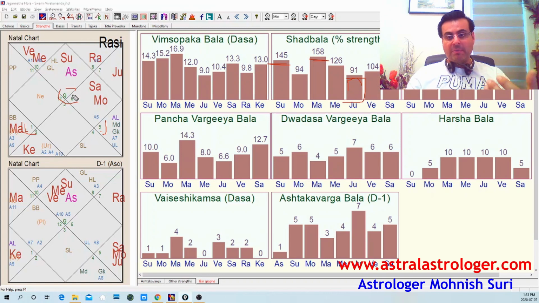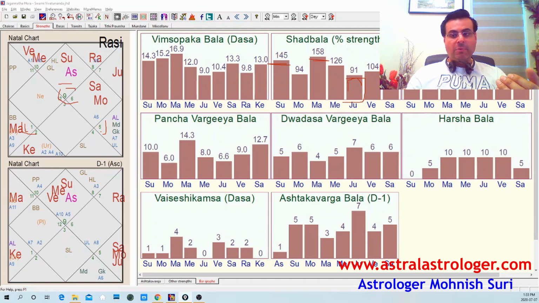And if you know Swami Vivekananda Ji, he died at the age of 39. So I won't go into the details, but you see ascendant lord is weak here. Okay, so he attained moksha, spiritual moksha, at the age of 39. So he left his body at the age of 39.